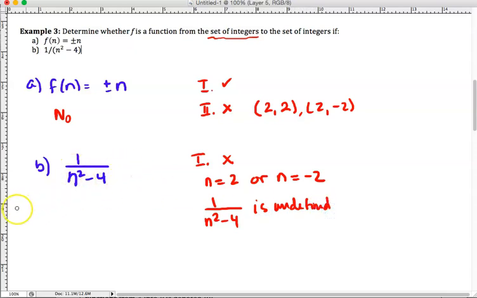So the way it's written, this function goes from the set of integers to the set of integers, and with this formula, this is not a function. If I were to change the domain, if I were to say that the function is going from the integers to the integers, but 2 and negative 2 are excluded, then it would be a function. Sometimes you need to restrict the domain or specify the domain in a little more detail in order to make it a function. So there's a small adjustment that you can make if that first condition is not fulfilled.